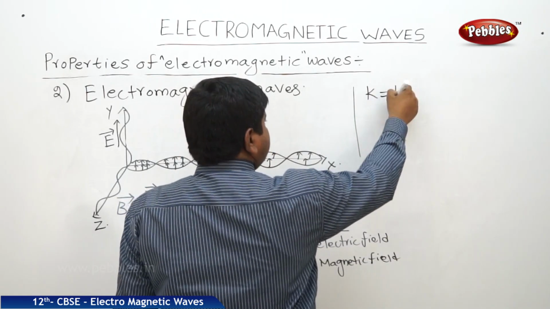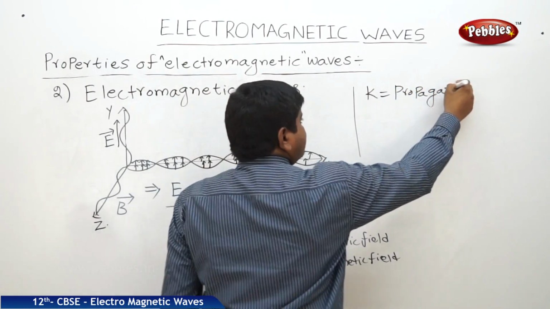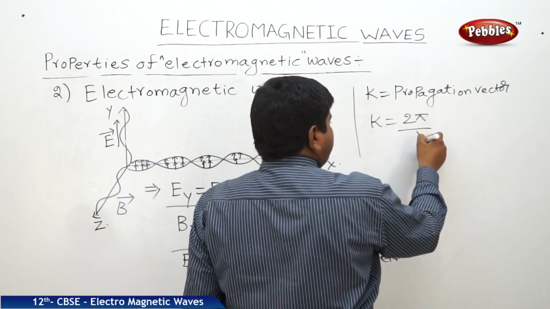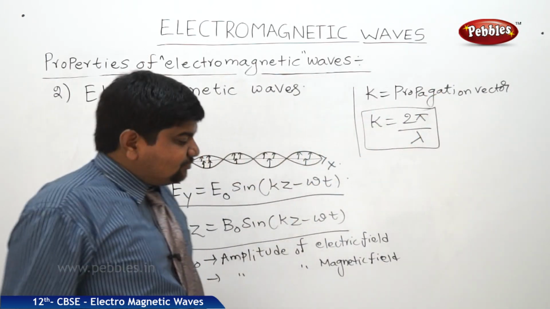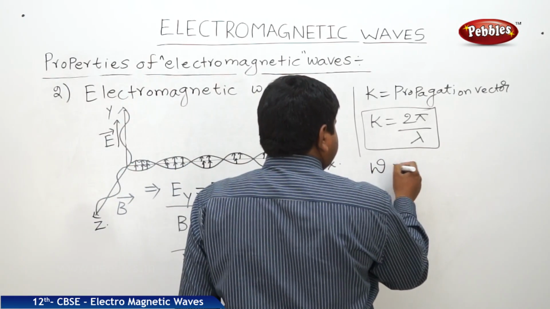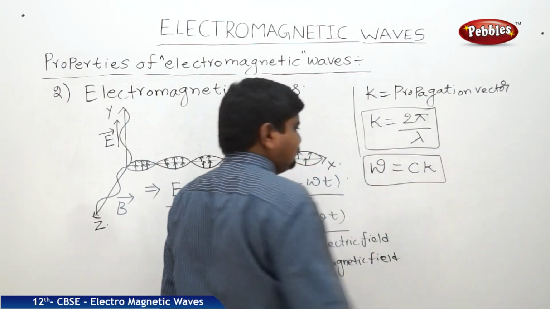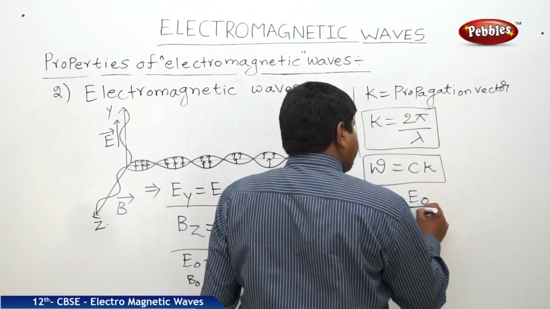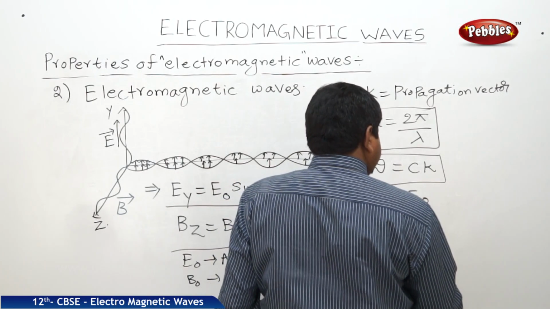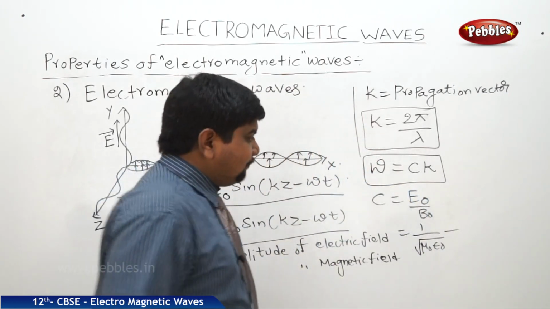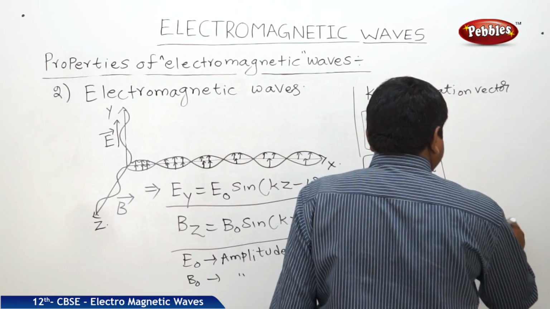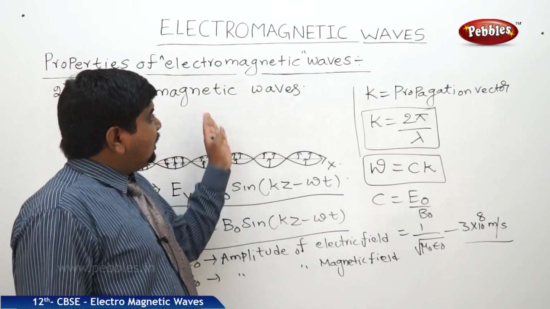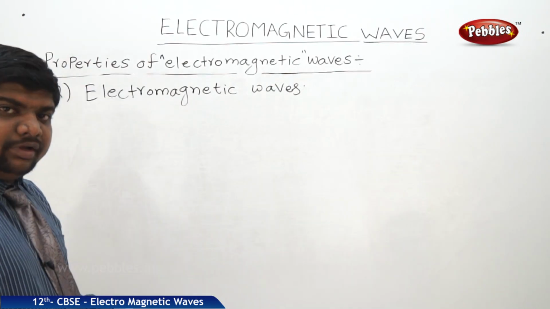And we know that k is the propagation vector. We can find k is equal to 2 pi by lambda, where omega is the angular frequency. We can write c is equal to omega by k. So these are the expressions given, and we can find c is equal to E naught by B naught, and correspondingly we get 1 by under root mu naught epsilon naught. This gives an approximate value of 3 into 10 power 8 meters per second, the speed of light. So this is the propagation of the electromagnetic waves along the directions of the vectors. Next one is the pointing vector.